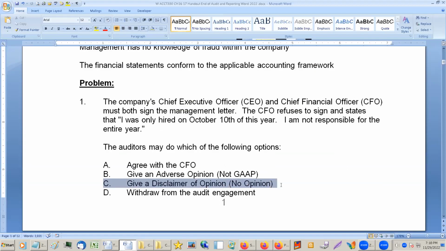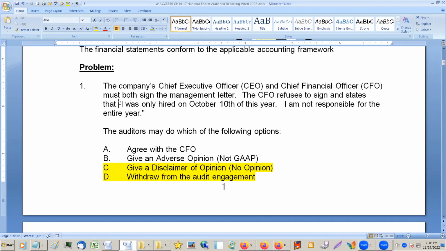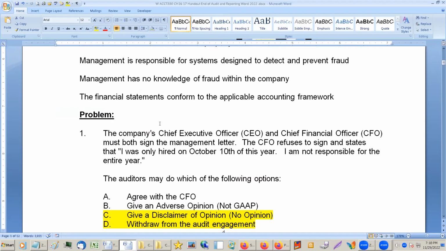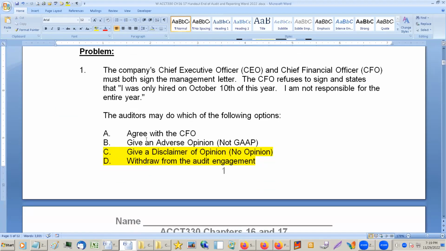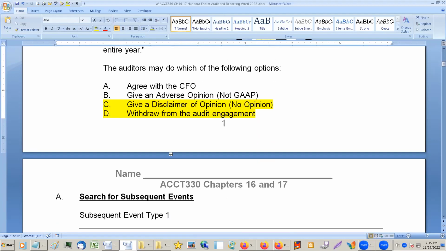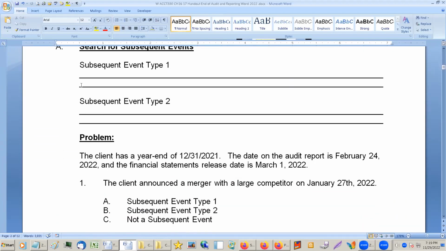The choice that the AICPA will give you is this one: give a disclaimer, or a more severe one, to be withdrawn from the engagement. And usually if you threaten one of those two, say, look, if you don't sign it, we're going to give you a disclaimer, or we're going to withdraw, in other words, we're going to walk away with nothing. Usually they'll say, okay, I'll sign the thing, or tell you why they can't, like, I was only hired on October 10th. But the stuff that's in there is generally for year-end things, and especially if they've already been on the job for a couple of months, they should at least have some idea of it.